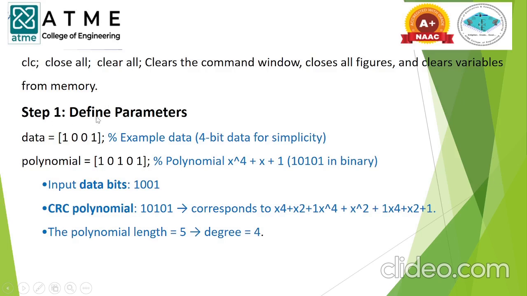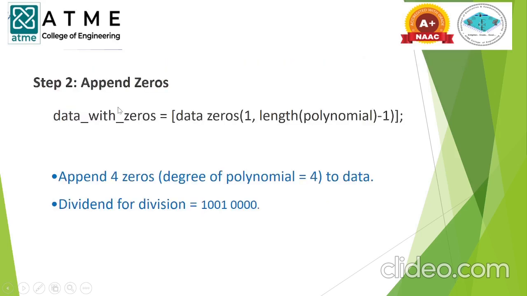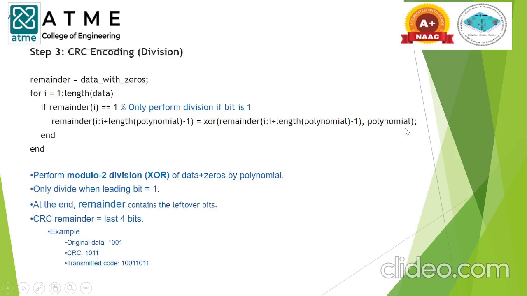At the first step, we have to define the parameters. The data which we are taking is 1001, and the polynomial is 10101, as I told you before, and that is the input part. Next, in the second step, we have to append the 0s. As I told you, we have to append 4 zeros. For that, this is the code, data with 0. So we are going to append 4 zeros using this particular command.